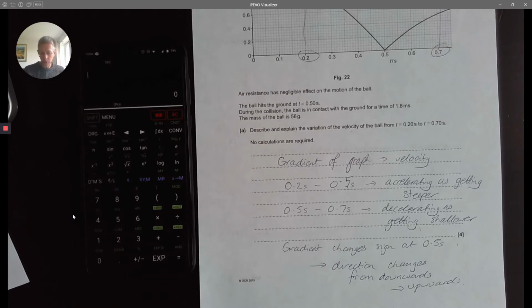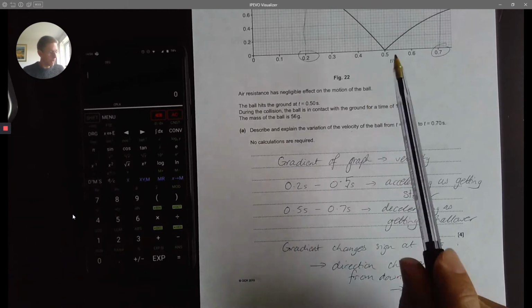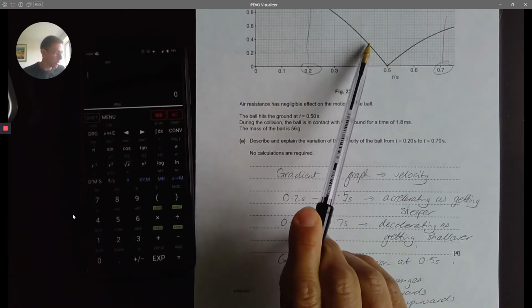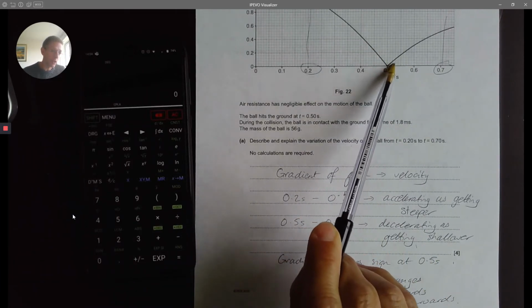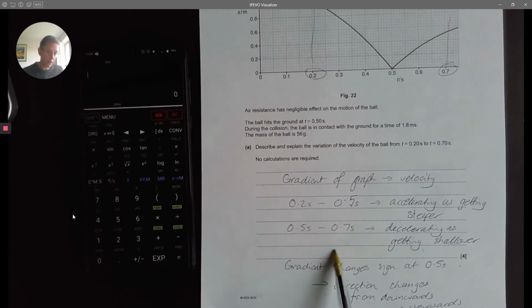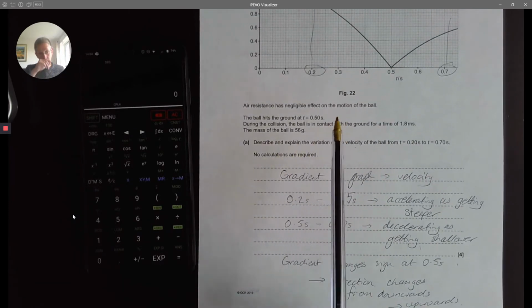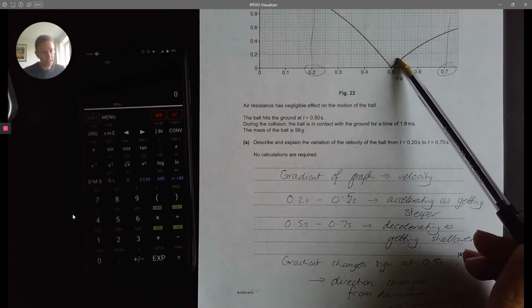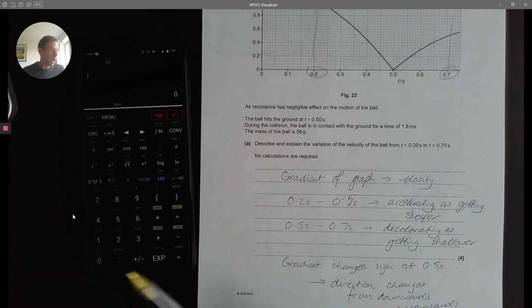You could also, if you wanted to, make reference to the fact that there will be a loss of energy here. You can see that this graph is quite steep here, and it's not as steep here. So had you missed out one of these points, you could also have talked about the fact that when the ball rebounds from the ground, it's not travelling as quickly as when it hit the ground.